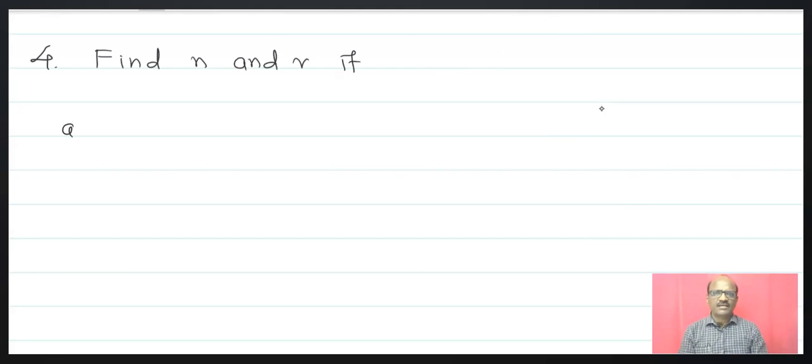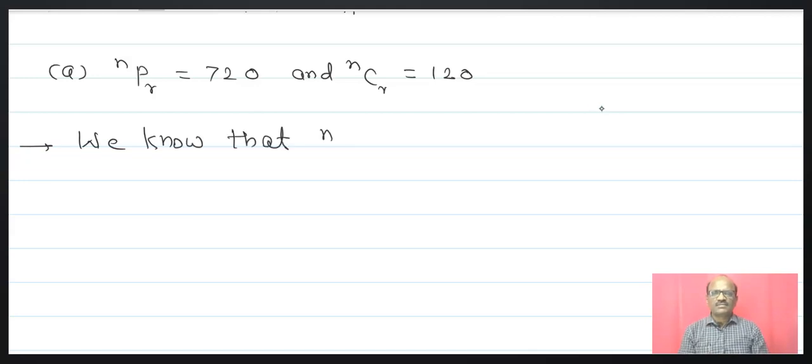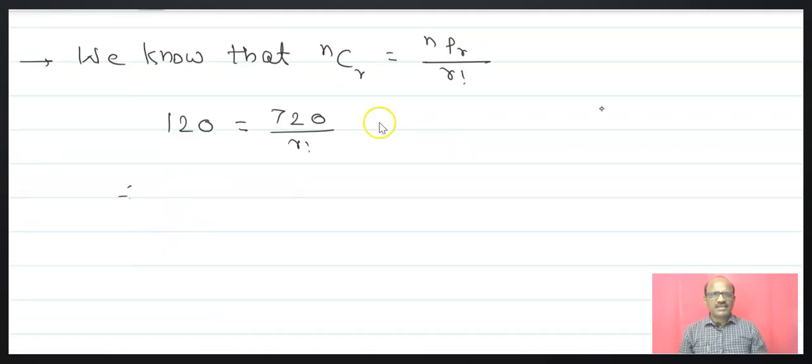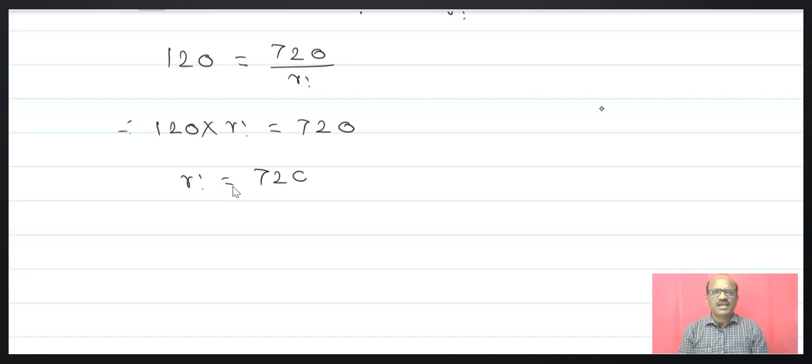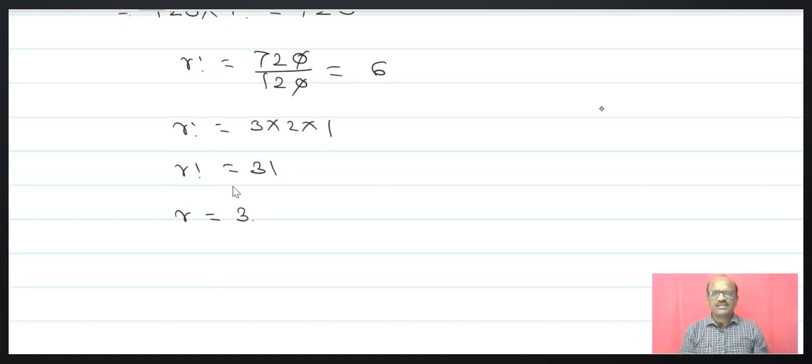So find n and r if nPr is equal to 720 and nCr is equal to 120. We know that nCr is equal to nPr upon r factorial. The value of nCr is 120, nPr is 720 upon r factorial, and if you perform the calculation, you will get the value of r. That is r factorial is equal to 720 upon 120, that is equal to 6, and 6 is nothing but 3 into 2 into 1, that is r is equal to 3. That is the 3 factors. Therefore r is equal to 3.